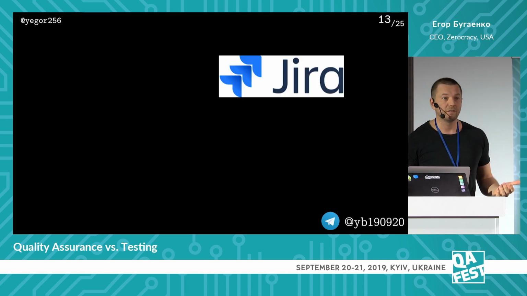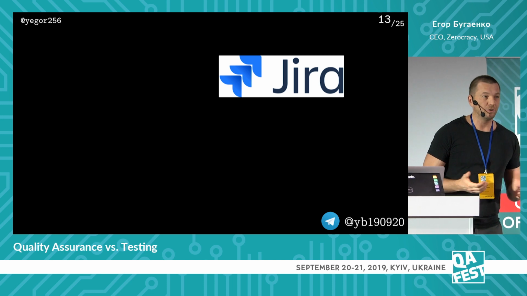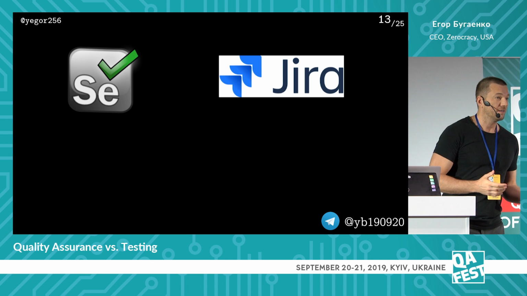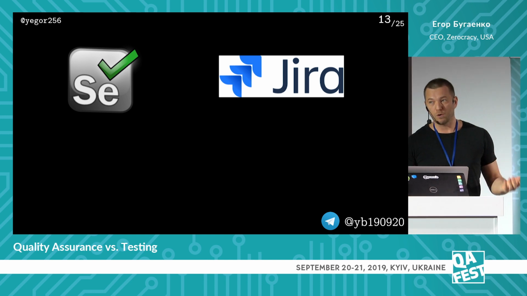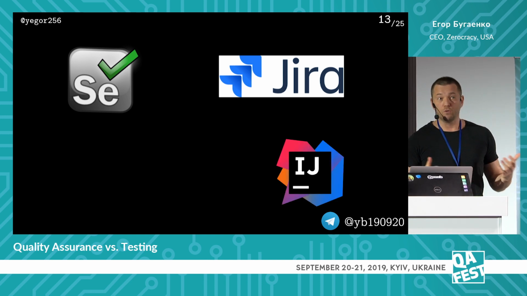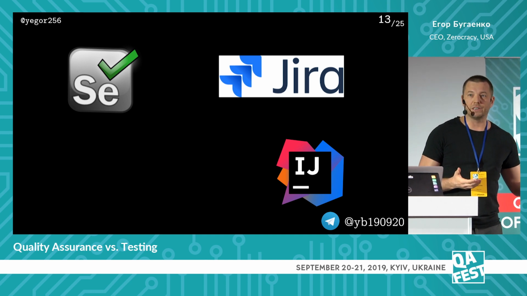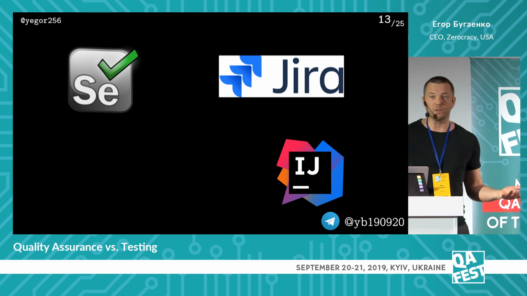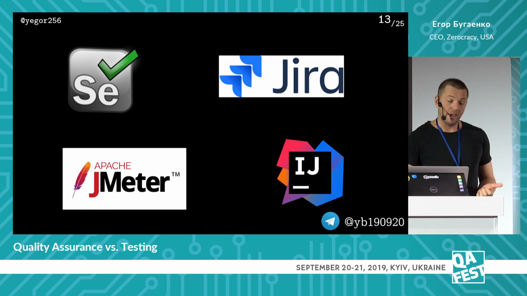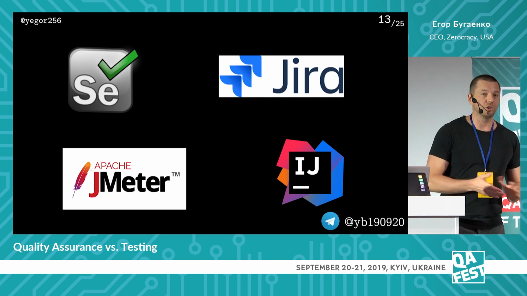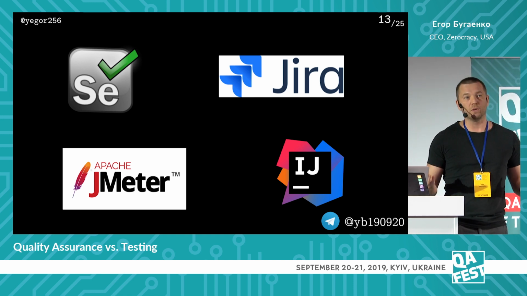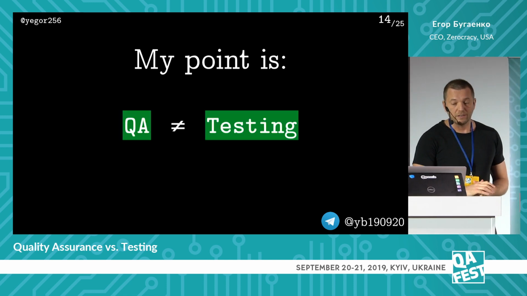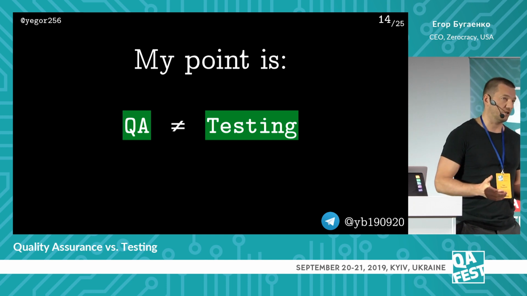How about this? You know what it is, right? You use that. Some of you may know what this is, right? That's Selenium. You most probably use that tool. Some of you may actually use IntelliJ IDEA, for example. If you test the Java code, then sometimes you may need to open the Java code and read the Java code. And some of you may use this tool, which is like Apache JMeter, to do load testing and some similar tools. So the point is that QA is not testing, actually.